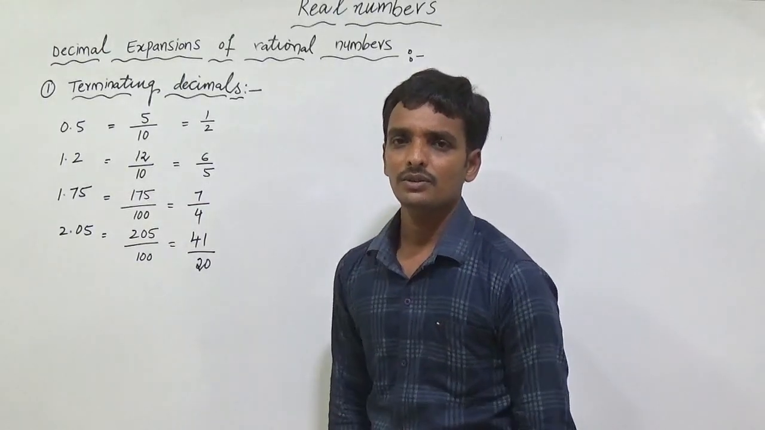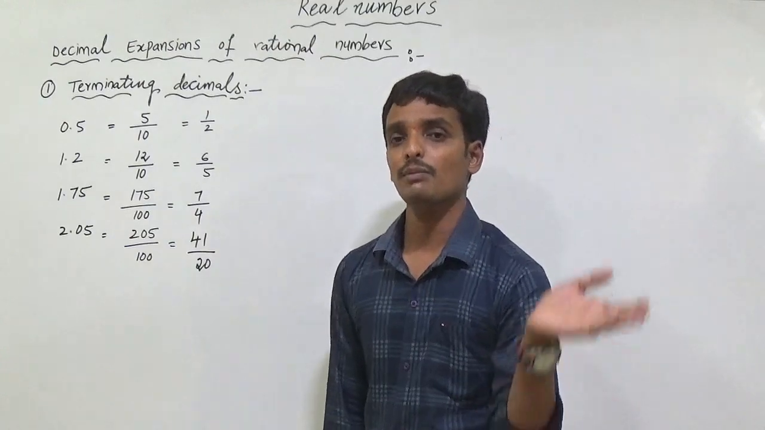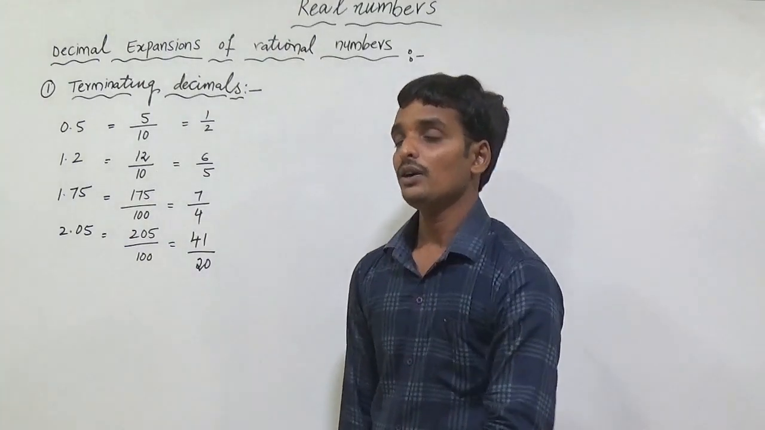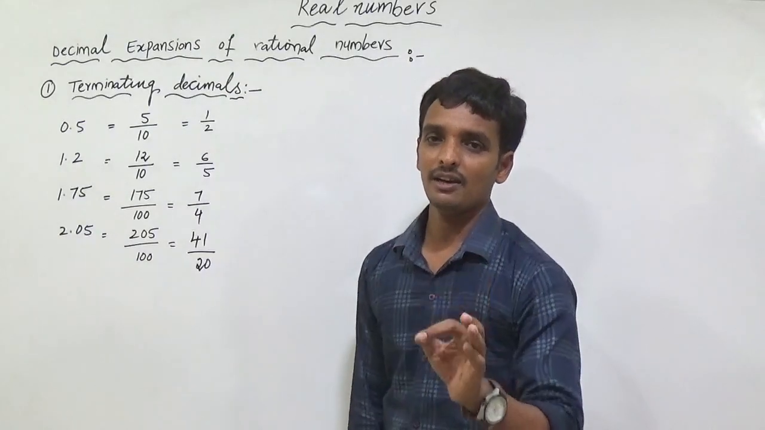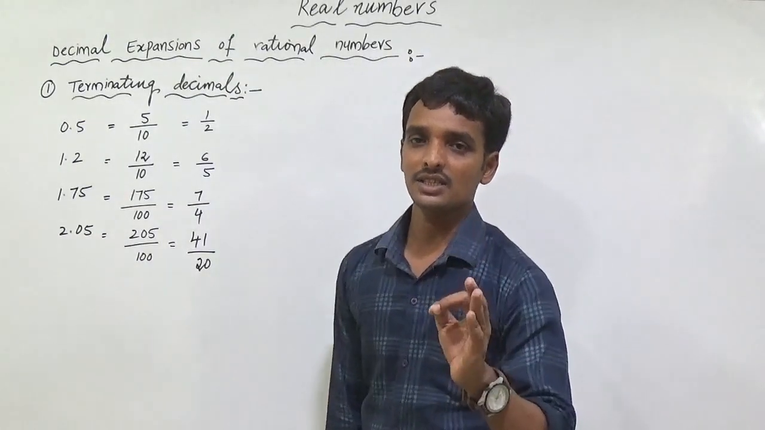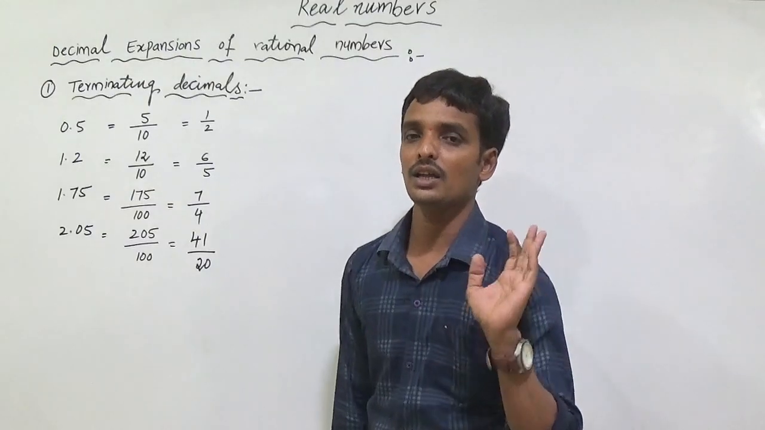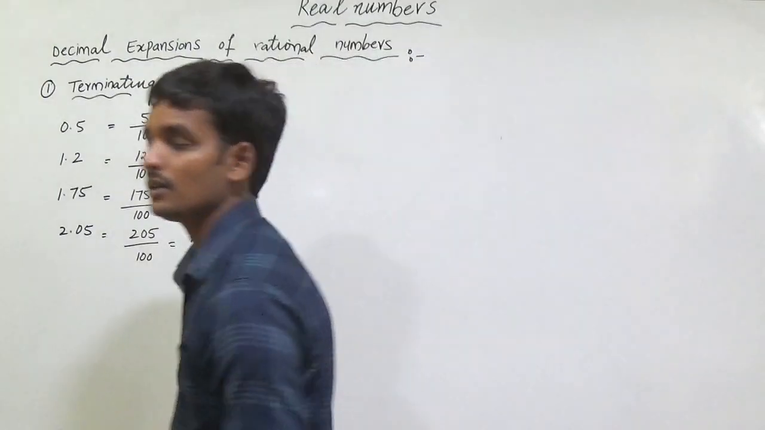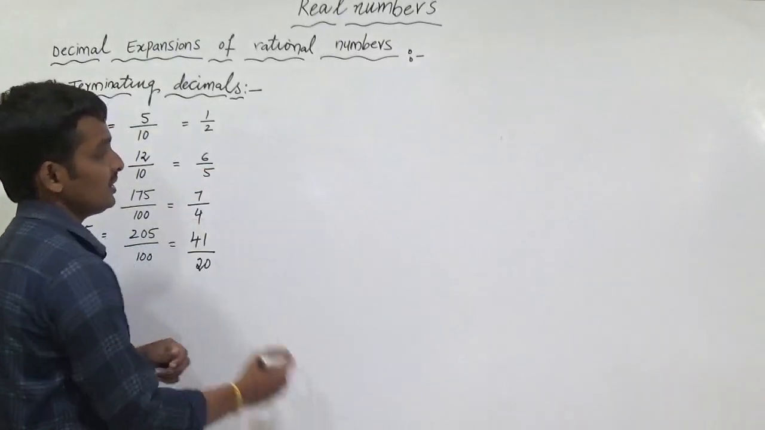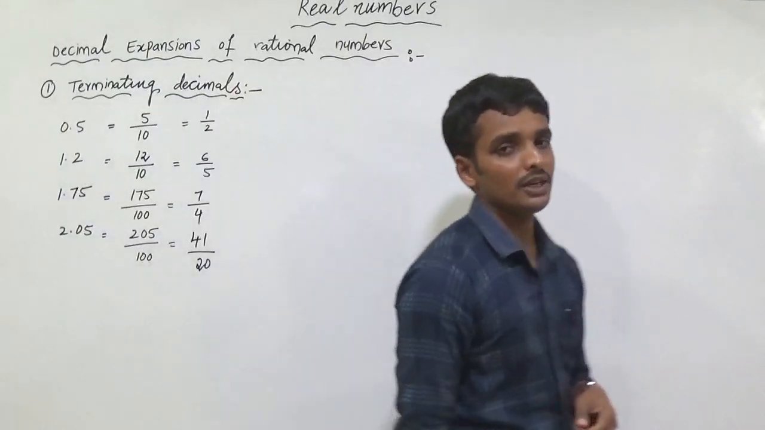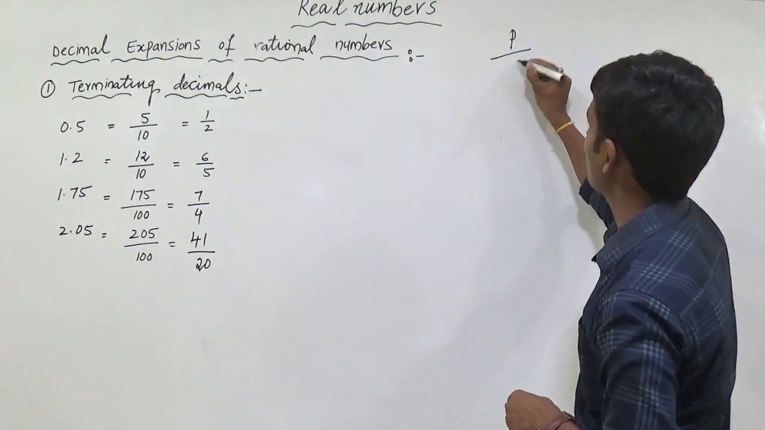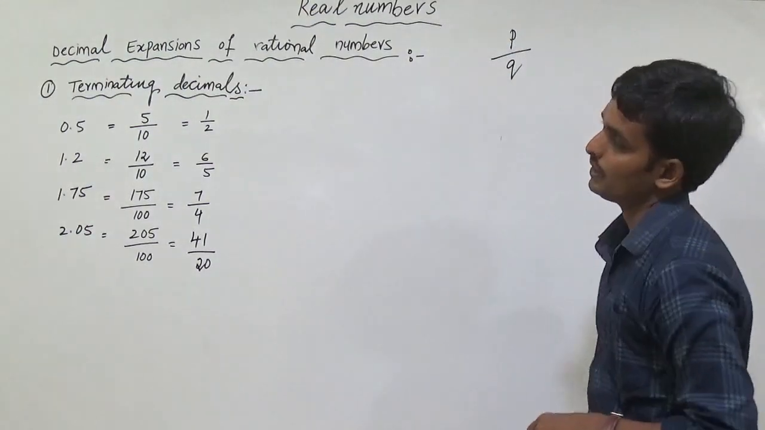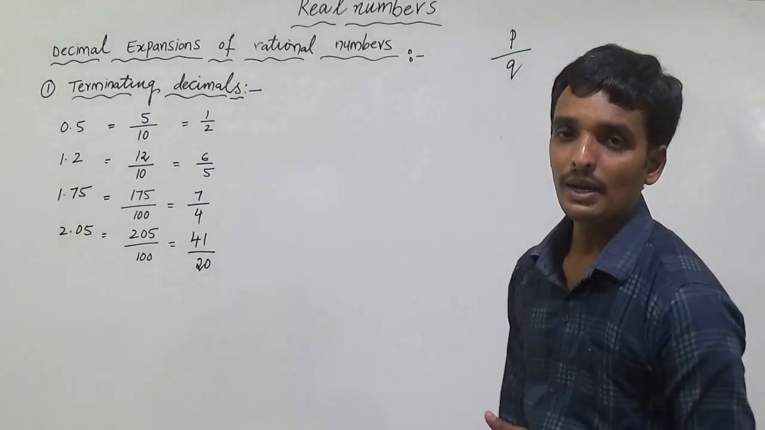Do not do like that. No need to convert the rational numbers into decimal form for telling whether they are terminating decimals or not terminating. We can see the denominator, and we can decide whether it is a terminating decimal or a non-terminating recurring decimal. How is it? I am telling you here. Observe the denominator. The rational number is in the form of p by q.